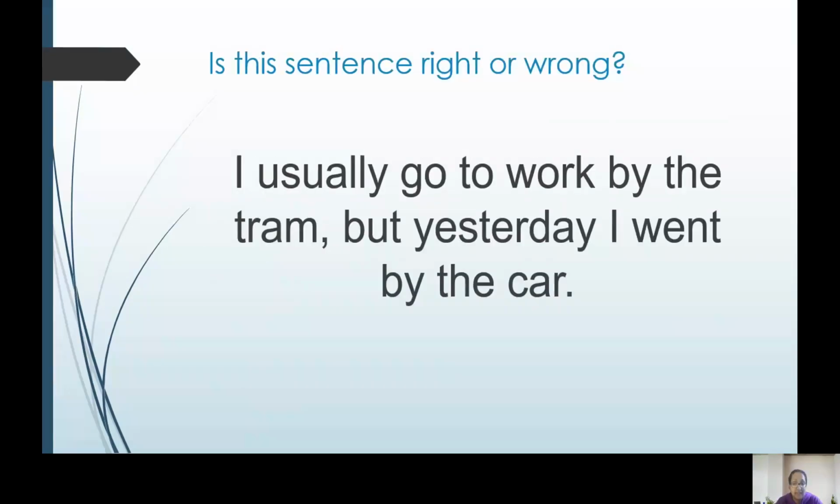Let's do a bit of practice. Have a look at this sentence. Do you think it's right or wrong? So, I usually go to work by the tram, but yesterday I went by the car. We don't need the before tram or before car because we're talking about transport.